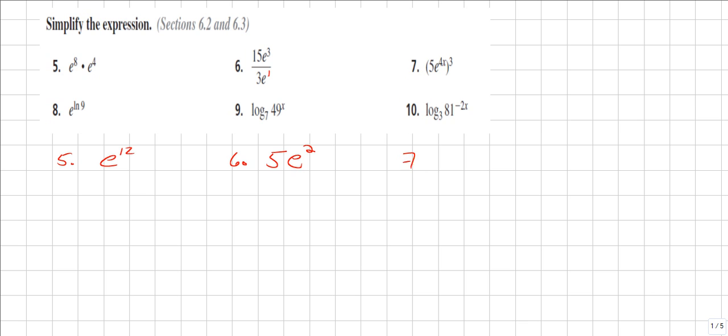Number 7 is going to be the cube will multiply by the exponents. It's on the 5, which is a 1. So that's going to be 5 cubed. And then the 3 will multiply by the exponents. It's on the e. So 3 times 4x is 12x. And let's go ahead and make that 5 cubed is 125.